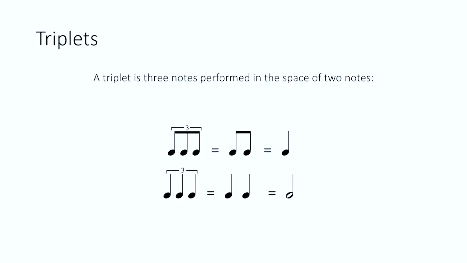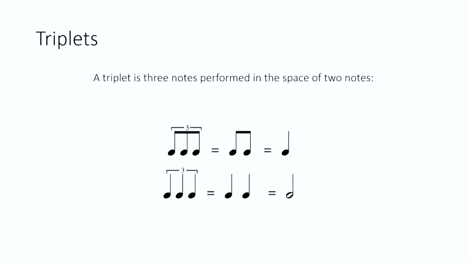And a triplet can be under a series of notes which are the same note value. So if you look at the example on the screen, you'll see that the top example is 3 quavers grouped together with a small 3 above them. Those 3 quavers are performed in the same amount of time as 2 quavers would have been played. And 2 quavers are worth 1 crotchet. So in this case, 1 crotchet could be divided into 3.